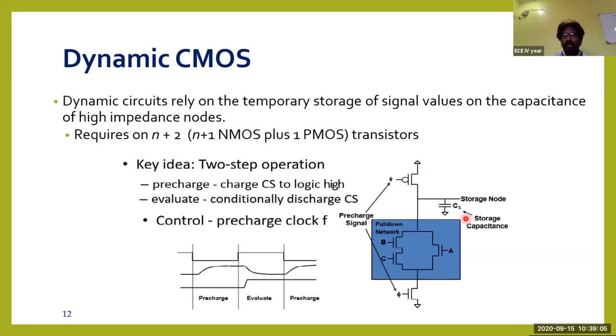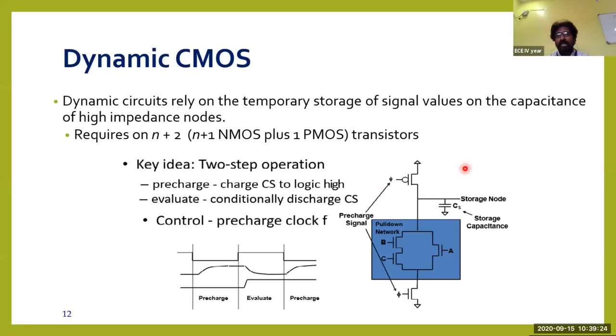What is meant by n+2? Since this block is a pull-down network, if there are n transistors in the pull-down network, then it will be n plus 1, the PMOS. So it will be n+2 devices required.